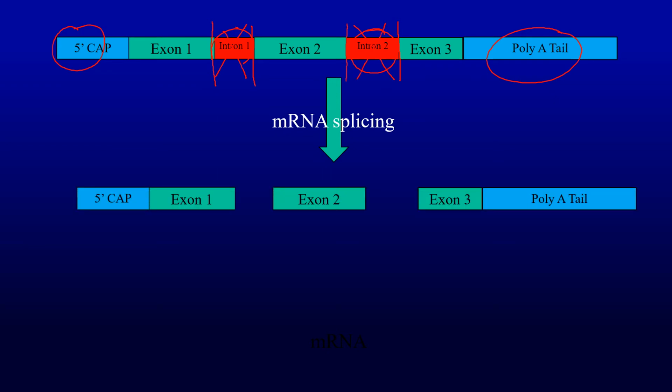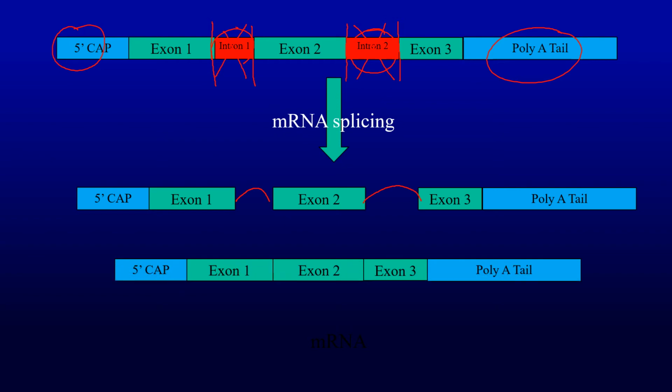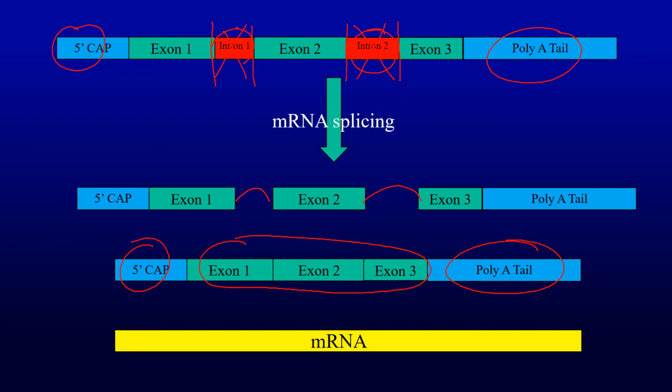So then we have this situation, and the different pieces of messenger RNA need to be joined back together. And so there are other enzymes that join these together. And then we get something that looks like this. We've got our 5' cap, our 3 exons, which are the coding region, and our poly A tail. This now is ready to form messenger RNA. It can leave the nucleus and go out into the cytosol and find a ribosome.